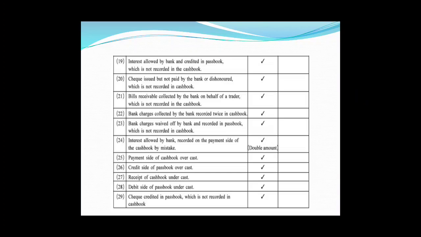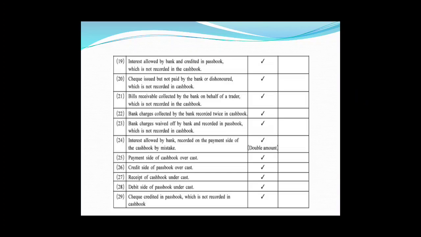Next, bank charges collected by bank recorded twice in cash book. Bank charges are debited by bank, but these are supposed to be credited in cash book once. By mistake, if those charges are credited in cash book twice, one time we have to remove, and that means we have to debit. As the mistake is done in cash book, the amount is credited twice, so one time we have to debit in our bank reconciliation statement.